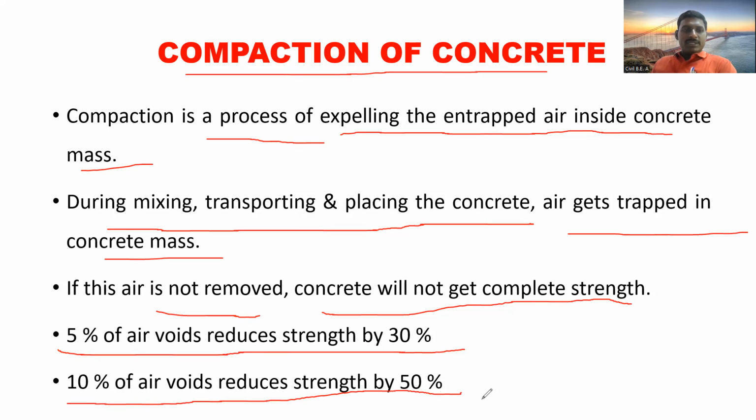So 5% of air voids reduce the strength by 30%, and 10% of air voids reduce the strength by 50%. Imagine, if 5% voids are present, 30% of strength will decrease, and if 10% voids are there, 50% of strength will decrease. So the compaction process is very important for achieving the strength of the concrete.